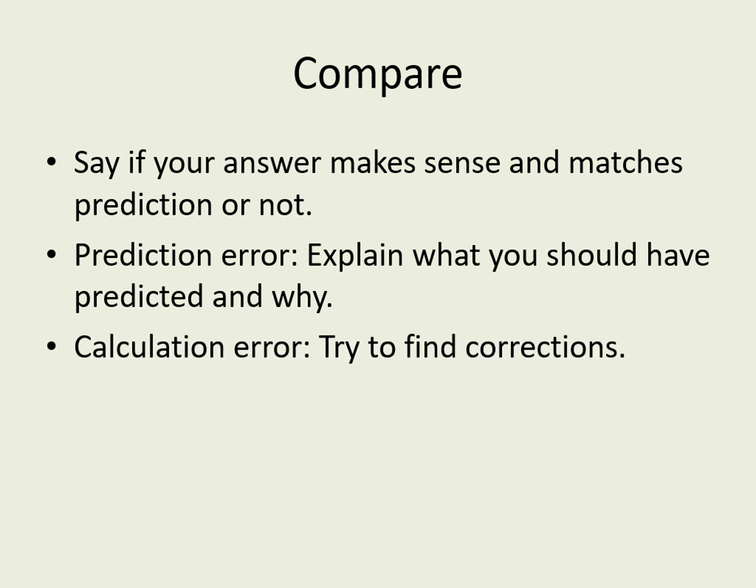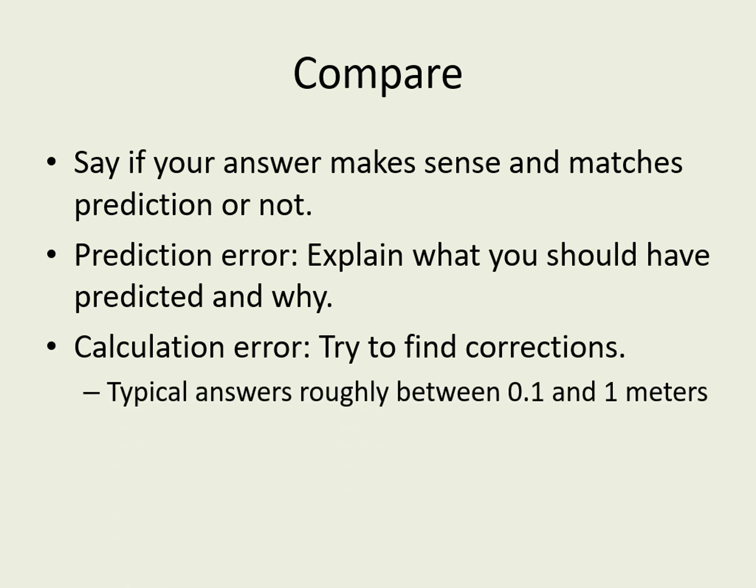For most galaxies, you should be getting telescope diameters that range from a little less than 0.1 to a little more than 1 meter. If it's outside of that range, then you should check your calculations. If you're stuck, feel free to ask for help.